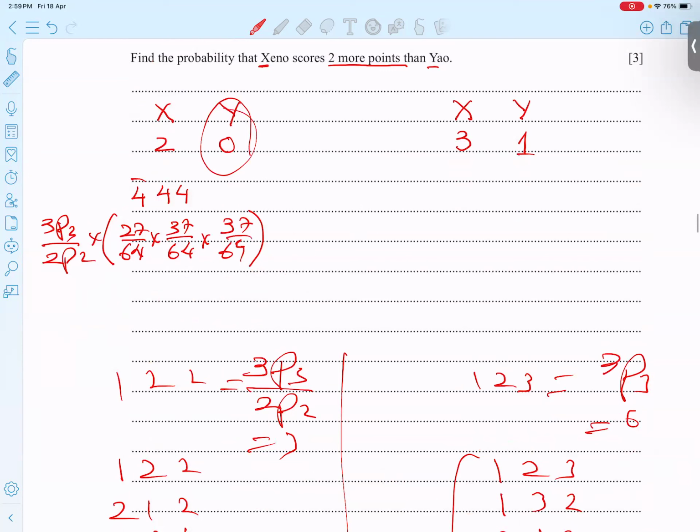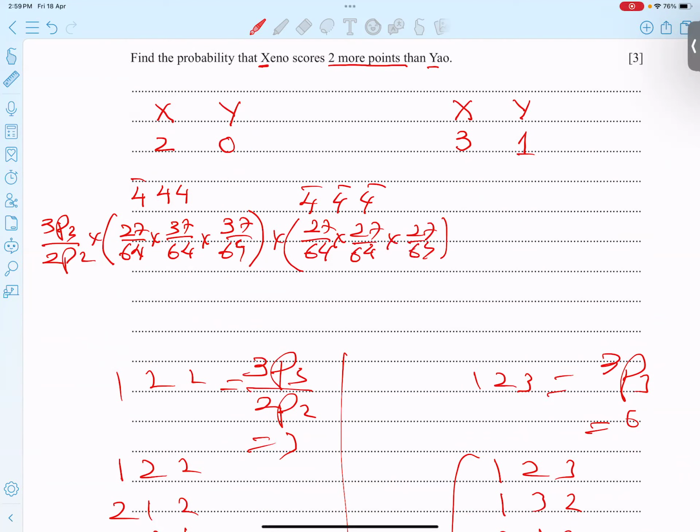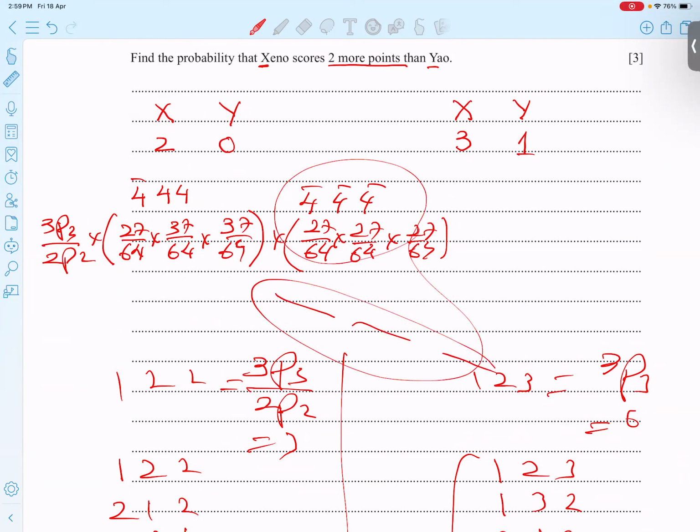And what he got is 0. 0 means all the time, 3 times he got not 4, not 4, not 4. And how to answer: 27 over 64 into 27 over 64 into 27 over 64. And this is no repeating, because this rule is applicable only when something is different. So we have only 1 branch, and that is why we got this answer.